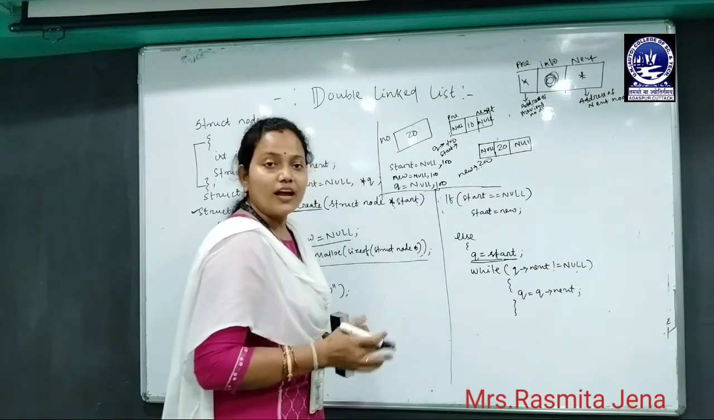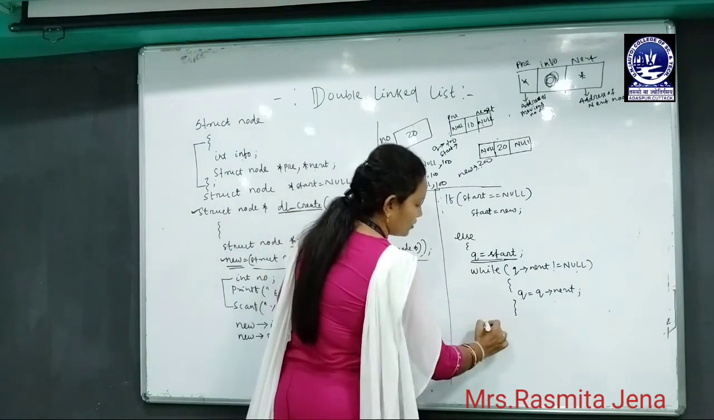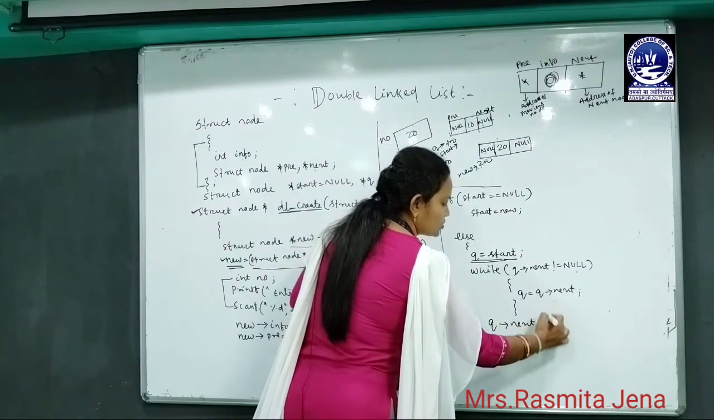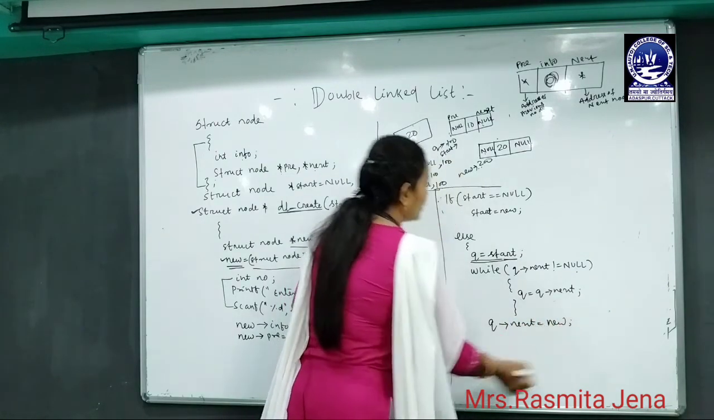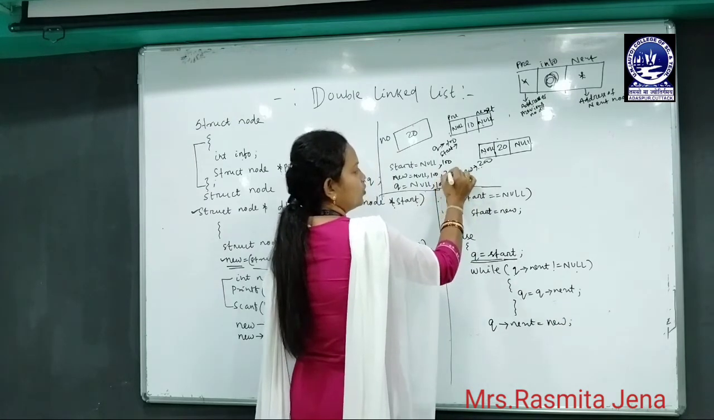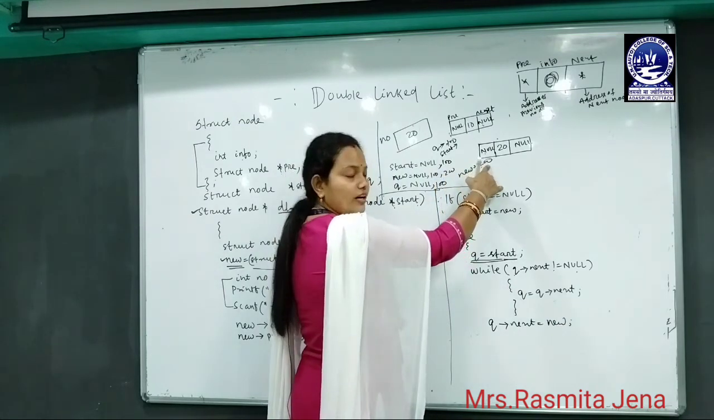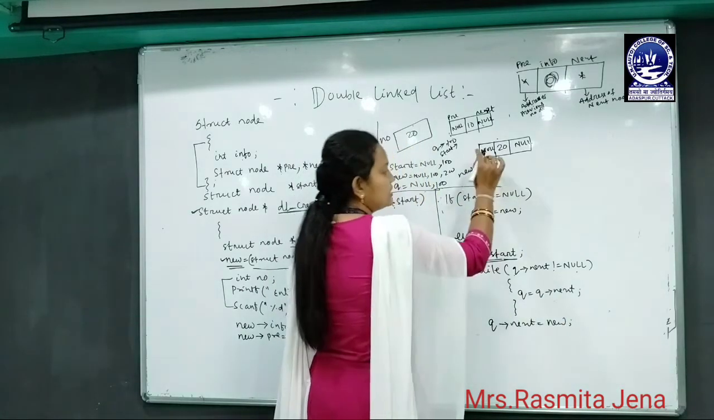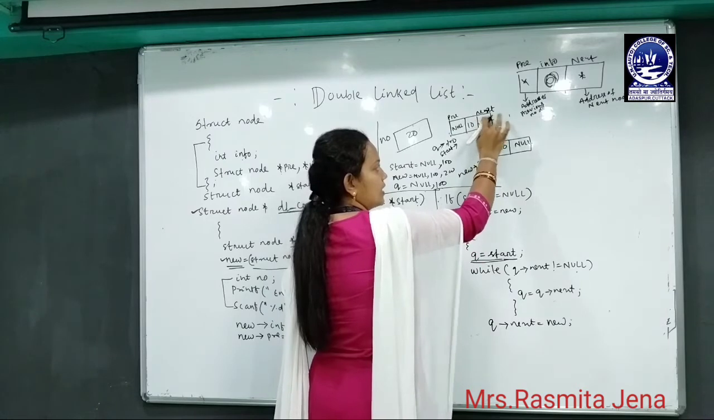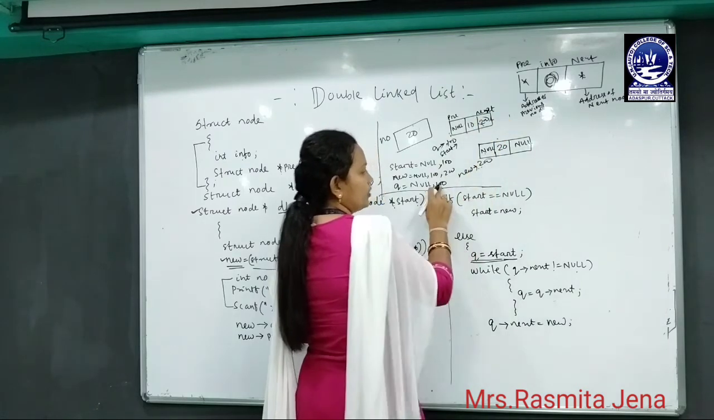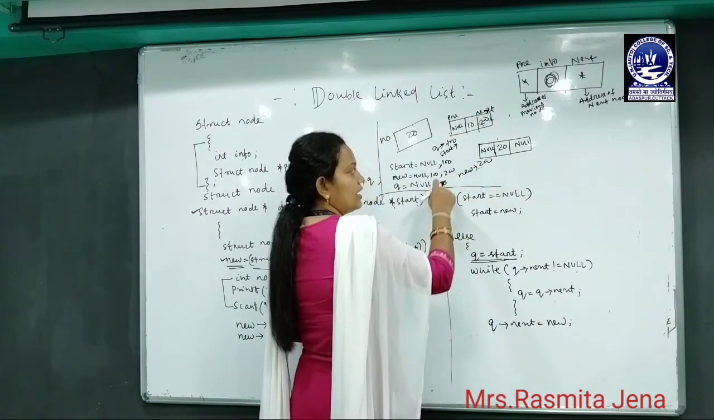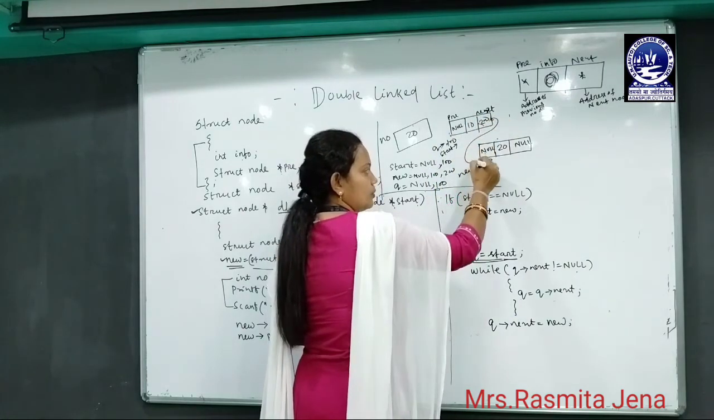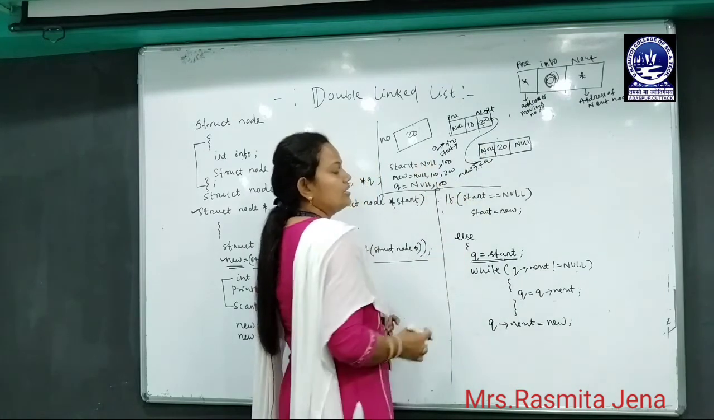So for that I can write q next equals new. So new became 200. You can see new points at the 200 node. When I write q next equals new, this new node address will be stored at the next part of q. Q is 100, you can see q is 100. At the next part of 100, we will store 200. So now this will point, and our forward traversing is going on.